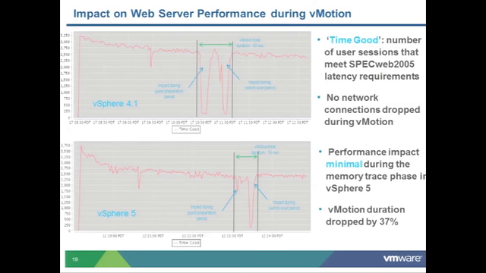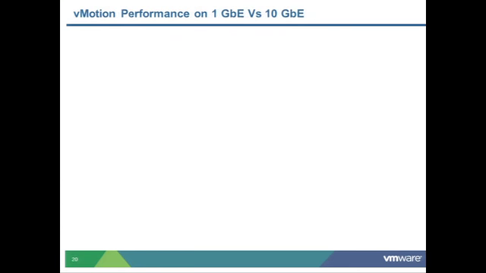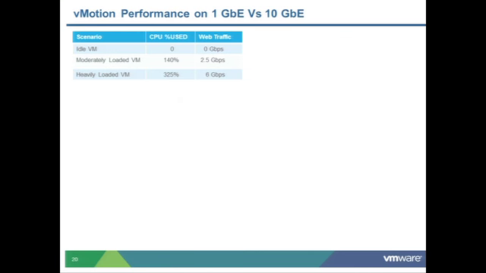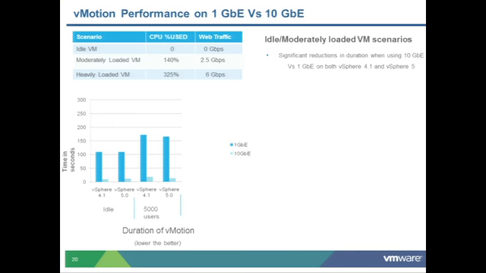So far I've been talking about all the vMotion performance using a 10 GB NIC. So let's see what happens when you use a 1 GB NIC. Here we wanted to understand the vMotion performance on both 1 GB NIC versus 10 GB NIC, and on both vSphere 4.1 as well as vSphere 5. So we used 3 test scenarios. As you can see, we have one idle VM, a moderately loaded VM, and a heavily loaded VM. The heavily loaded VM scenario was exactly the same as what I've been talking about in the previous slide, but I also added a couple of scenarios. So let's just take a look at the idle and moderately loaded VM scenarios.